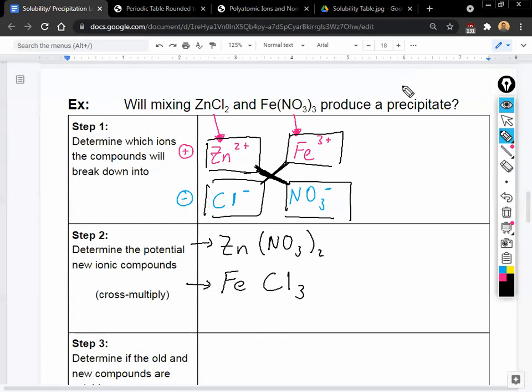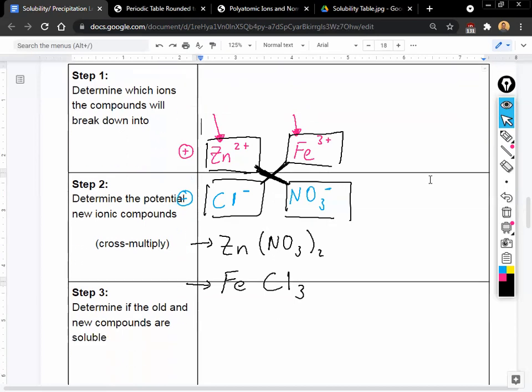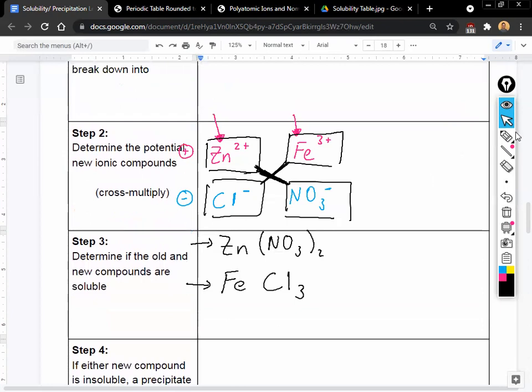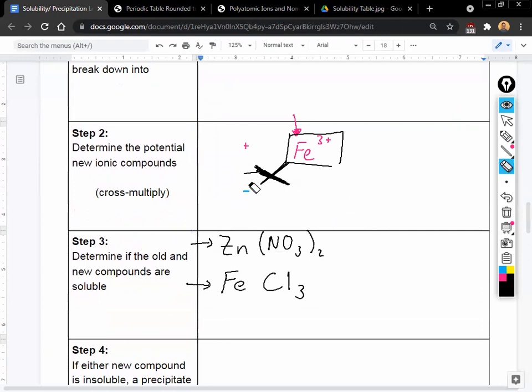All right, so what we're gonna do now is see if these guys are gonna form a precipitate. We're gonna move down to step 3, and we're gonna determine if the new and old compounds are soluble. I have the new ones written here, and we also are gonna look at the old ones. I'm gonna write the old ones up here real quick.